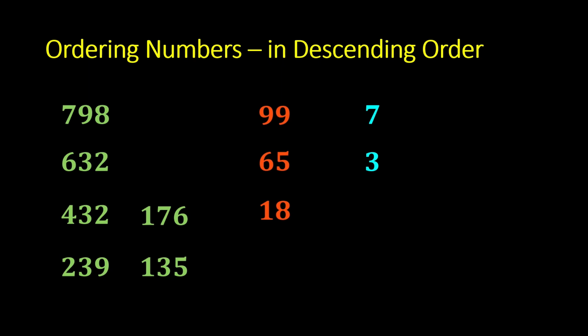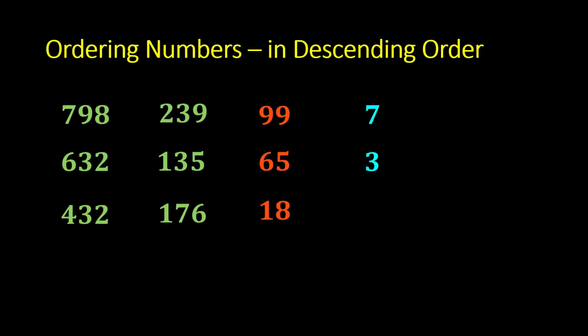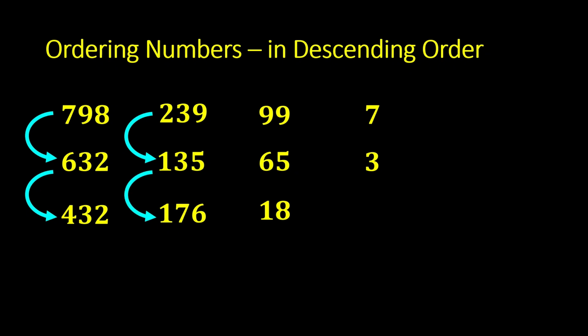So here are our numbers in descending order. We have 798 followed by 632, followed by 432, then 239, then 135, then 176, then 99, then 65, then 18, then 7, and finally 3.